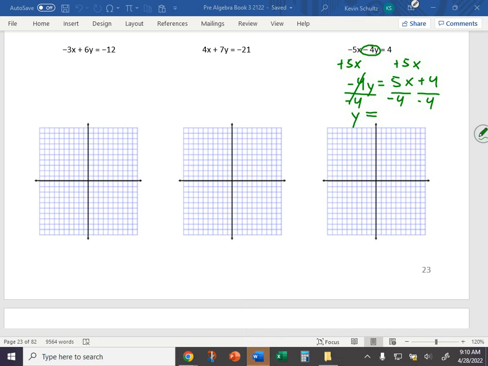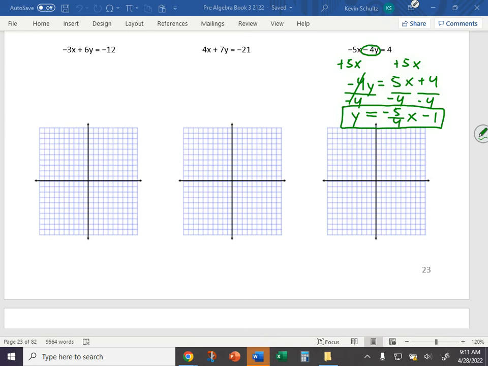Y is by itself. And here's why you don't want to write this as a decimal. If you take 5 divided by -4 as a decimal, you get -1.25. That's not going to be very helpful when you try to graph this, right? Because when we graph equations, we want that slope. We want that fraction. So we're going to leave it as -5/4. And then +4 divided by -4 is a -1.